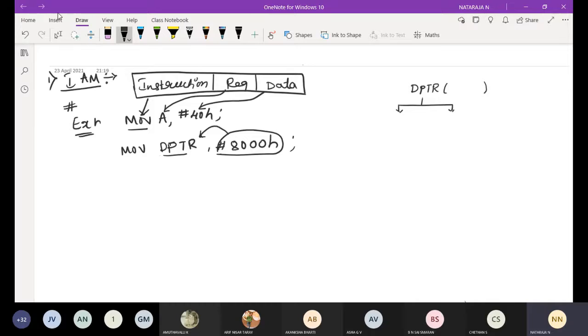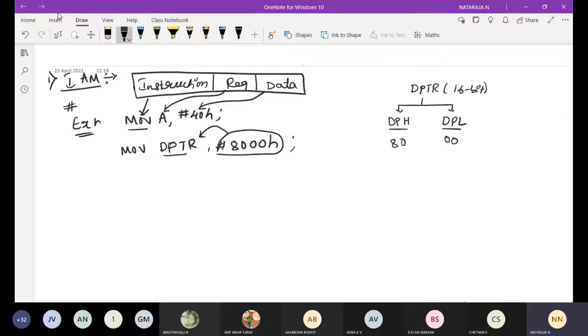DPTR is 16 bit. Very good, 16 bit. Here DPTR will be 16 bits. It is divided into DPL and DPH, data pointer lower byte and data pointer higher byte. Here the lower byte 00 is the LSB and the higher byte 80 is the MSB. It will be a combination of both. We are going to store it in the DPTR. The direct data 8000H I am going to store in the DPTR. This is also one of the valid examples.